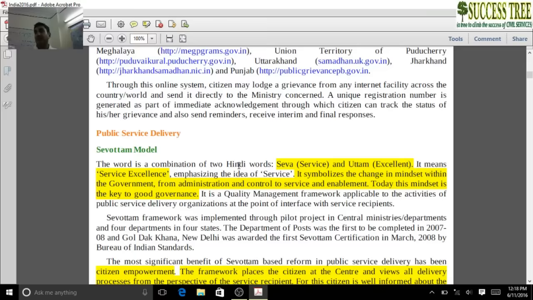Till now, the mindset of government while providing service had been more about administration and control. When you talk more about administering and controlling the people, you try to concentrate more and more power. It means in your mind the people are not center stage. You are more concerned about your powers and how to control the people. But Sevottam means service. The main purpose is delivering service. Who are the recipients of service? The citizens. So they are to be empowered. Now citizens are made center stage. So it is citizen empowerment.